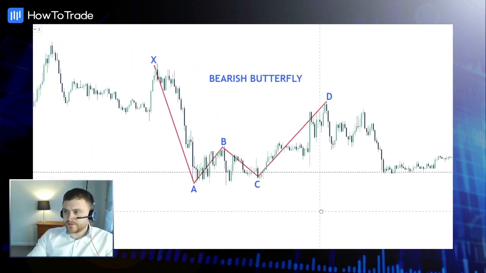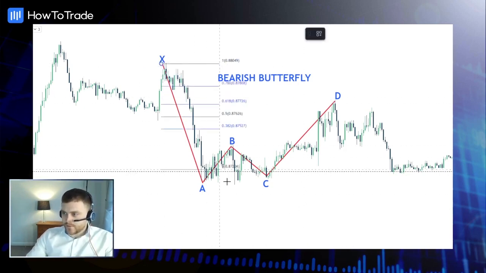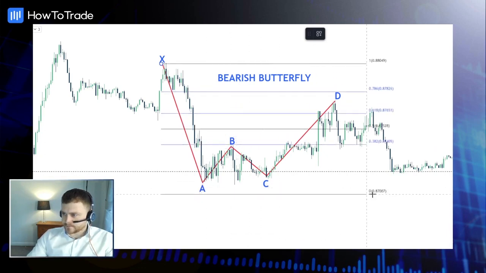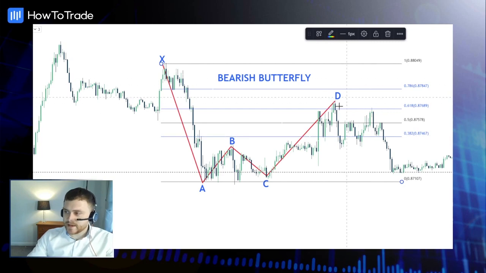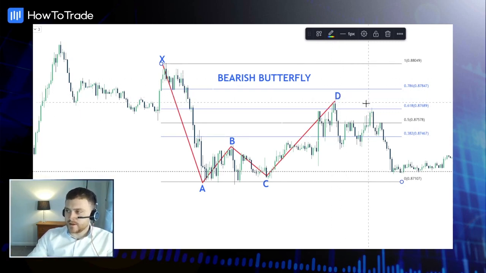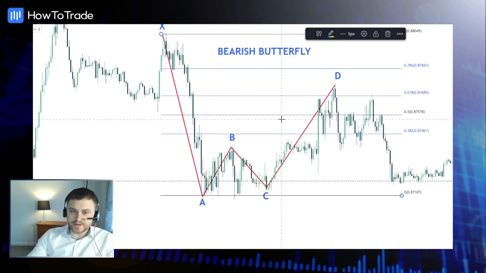Now we can actually benefit from this as traders again by using the Fibonacci retracement. If we draw the move from X to A, which is here, and move it along, you can see that when we get to point D, this is where we're in this sort of golden pocket scenario in the Fibonacci, between that 61.8 and 78.6% level. So this is a fantastic opportunity to sell this market.